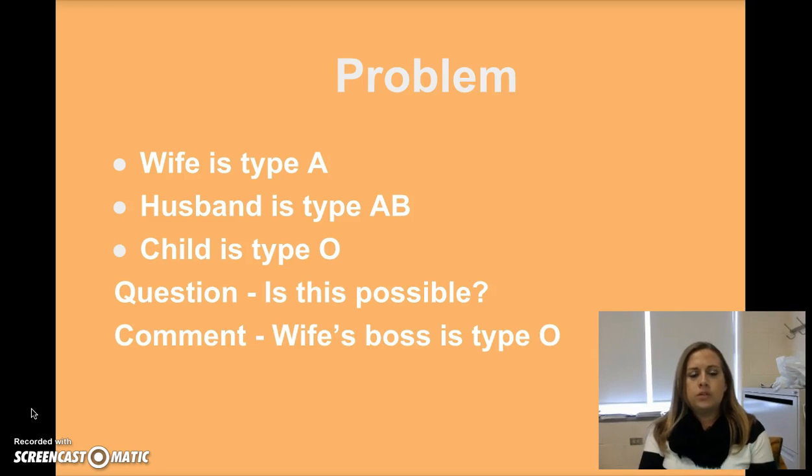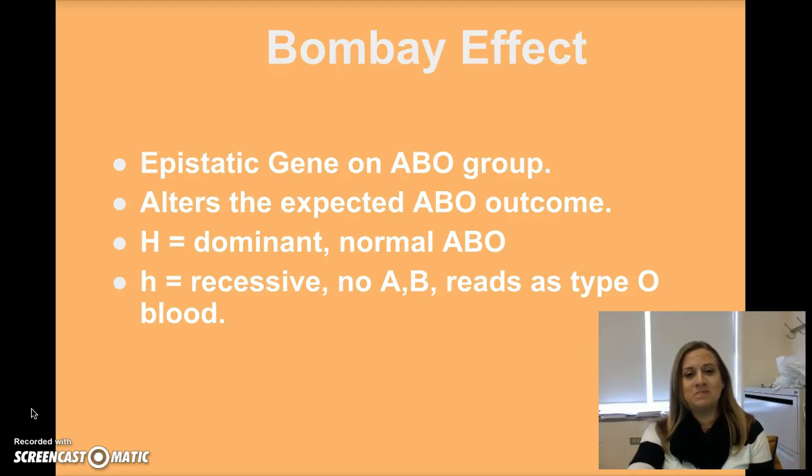Let's say you have a wife who is type A blood, and you have a husband who is type AB blood. They have a kid. This child has type O blood. Is this possible? So if the wife is type A, there are 2 possible genotypes that she could have. If the husband is type AB, there's only 1 possible genotype. So if I told you that the wife's boss is type O, does that change your opinion of this situation or the wife in question?